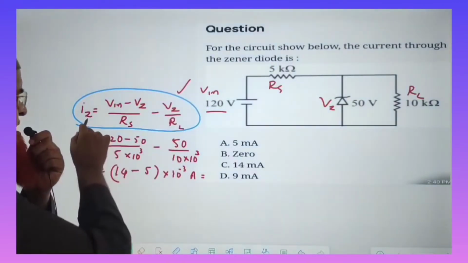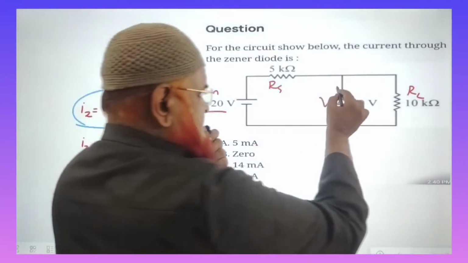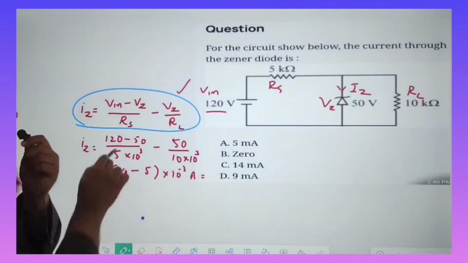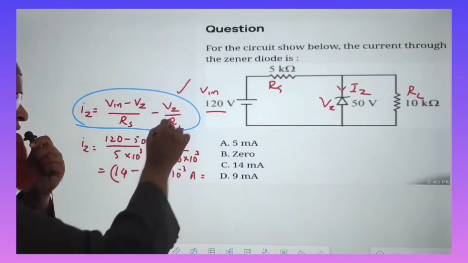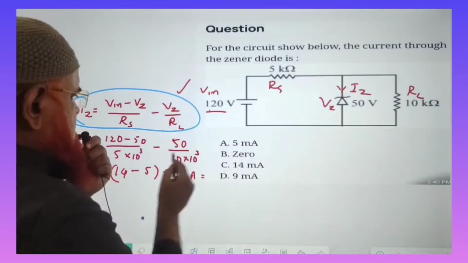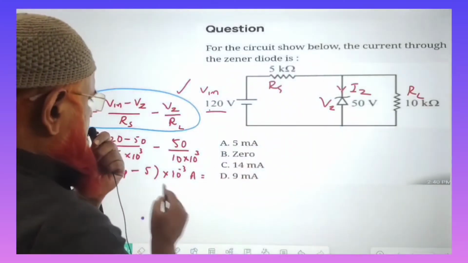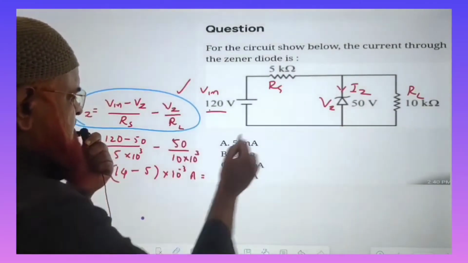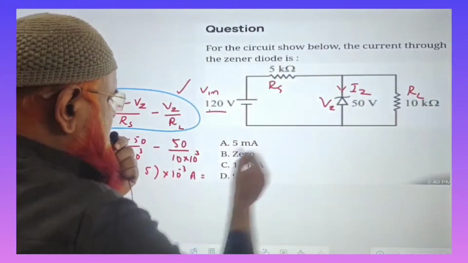What is that? We are asked to find the current across the Zener diode. So the current across the Zener diode is (V in minus Vz) by Rs minus Vz by RL. This formula can be applied directly. So V in is 120, Vz is 15, Rs is 5 kilo ohms, so 5 into 10 power 3, and this is 50 again. Vz is 50 divided by RL, which is 10k. K means 10 power 3.